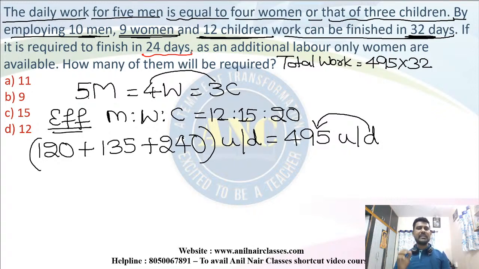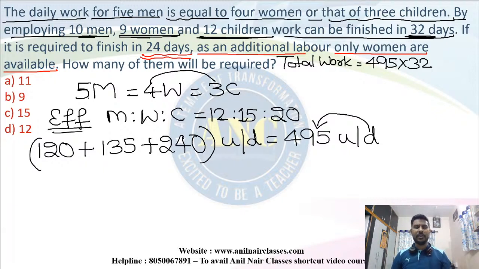As of now, 10 plus 9, 19, 19 plus 12 is 31 people are working, which includes men, women and children. Instead of 31, let me take some more people into the company. But I don't want to wait for 32 days. It's a loss for me if I wait for so many days. I want it to be completed in 24 days. So, if it is required to finish in 24 days, as an additional labor, only women are available. I am ready to hire some people into my company, but the people whom I hire should only be women. In this question, they are restricting me to only hire women if it is required.